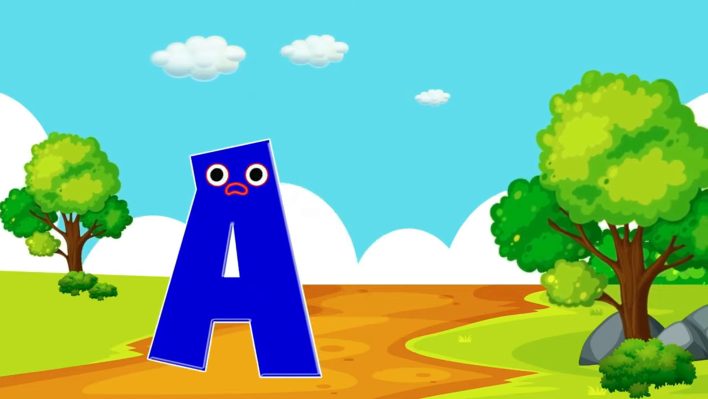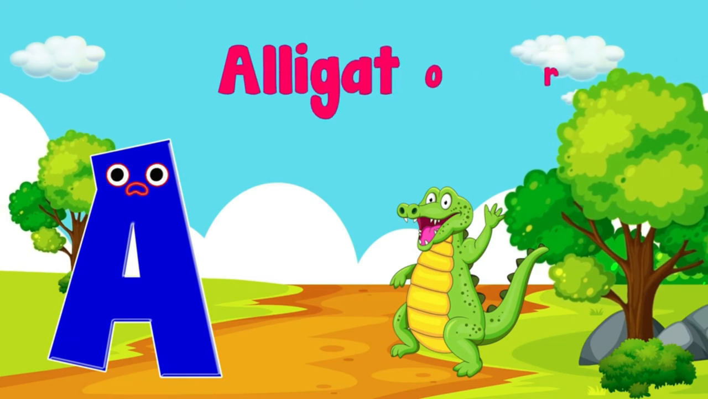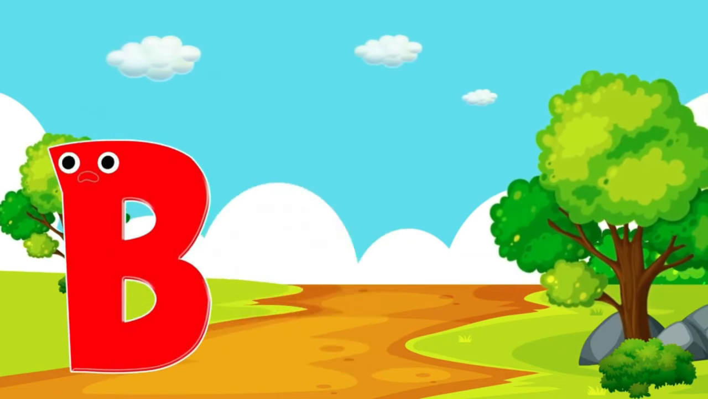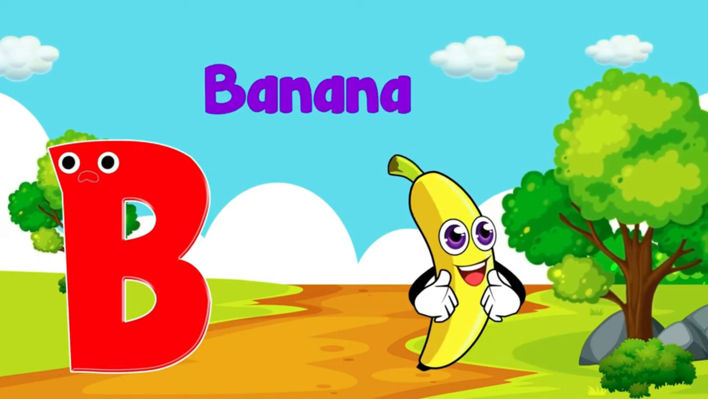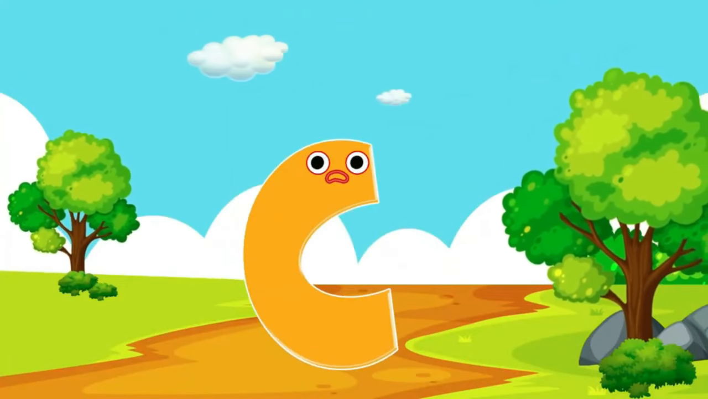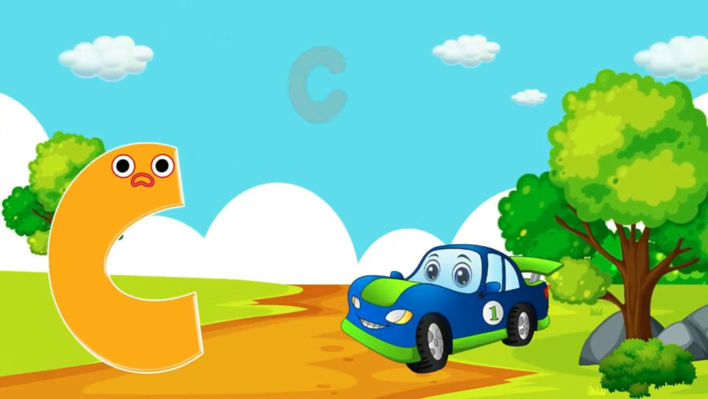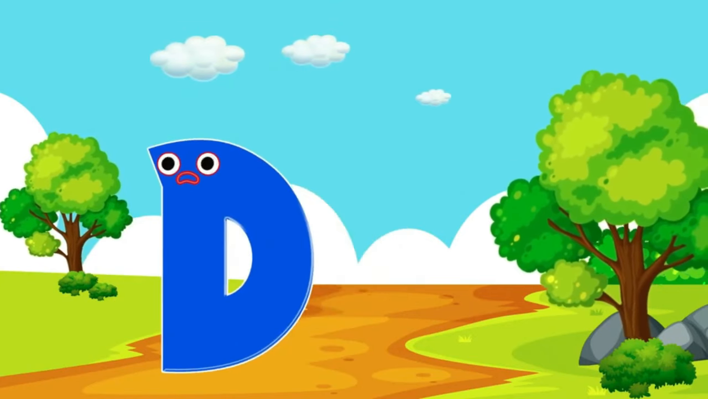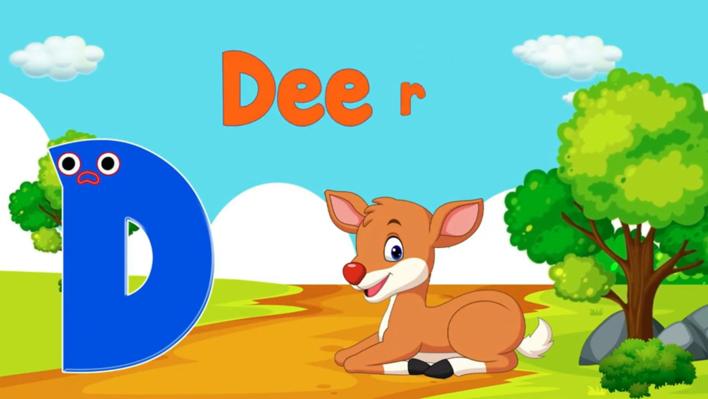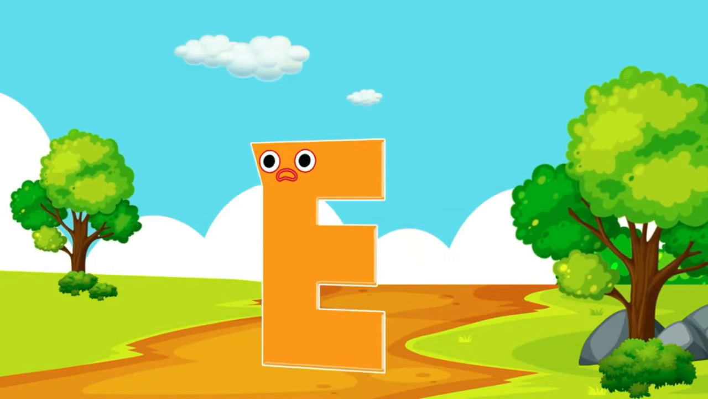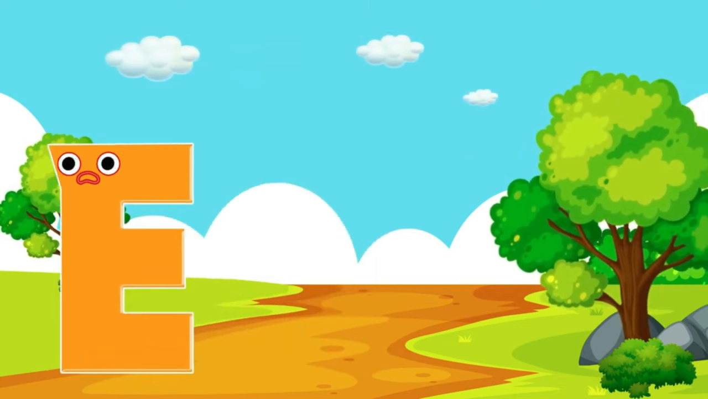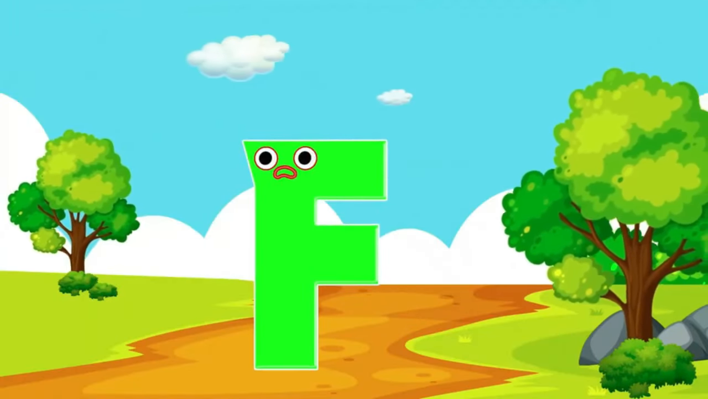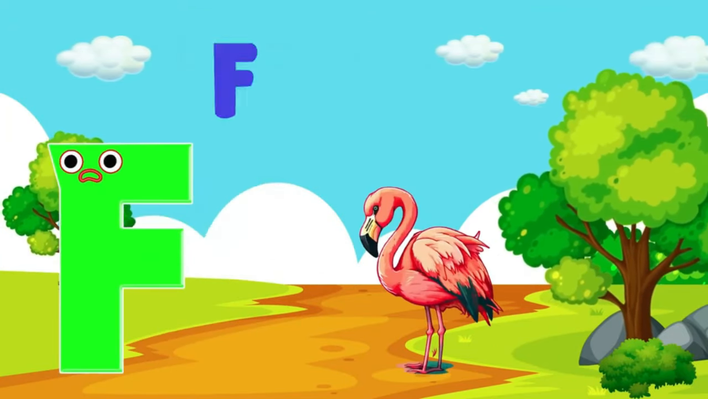A is for alligator. Letter B is for banana. Letter C is for car. Letter D is for deer. Letter E is for eye. Letter F is for flamingo.